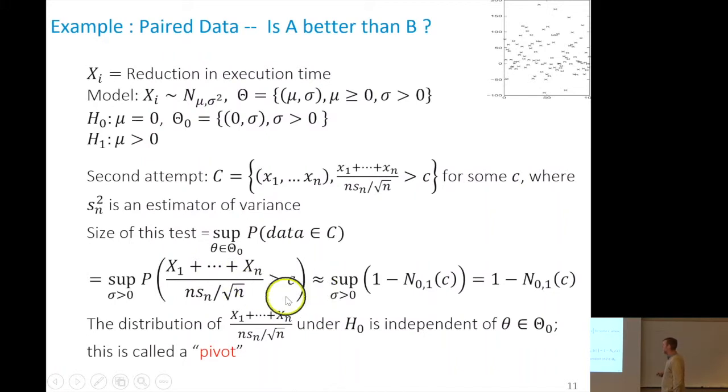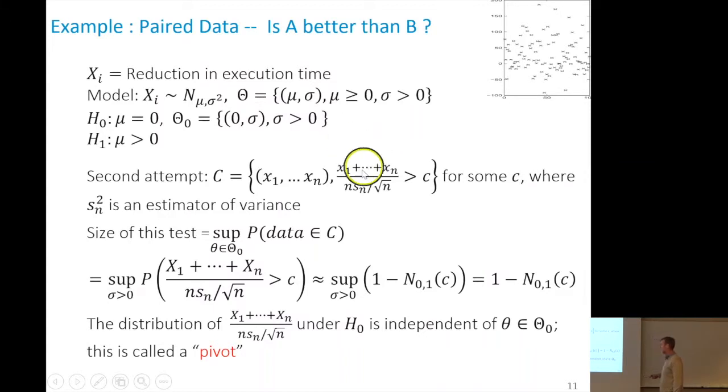And if n is large, Sn converges to sigma, so this is approximately Gaussian. That's the central limit theorem. And therefore, this is approximately this. So it's not an exact result, but it's approximately true. And if n is 30 or 40, in most practical cases, this will be true. So this would be the classical ANOVA test for testing whether mu is equal to 0 against mu larger than 0.